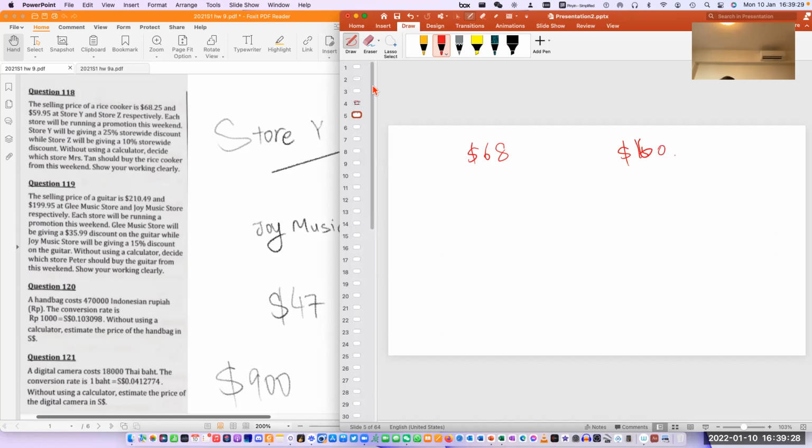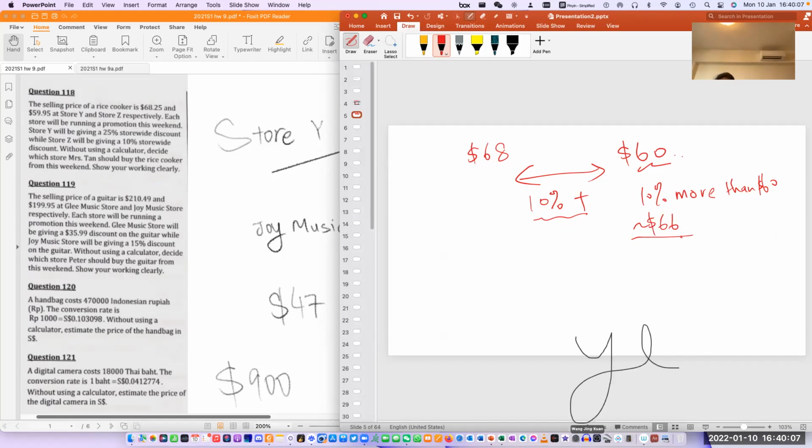Okay, so if you look at these two numbers, they are different by about 10+%. What do I mean by that? Meaning, 10% more than $60 is $66. Do you agree? Yeah. Okay, good.